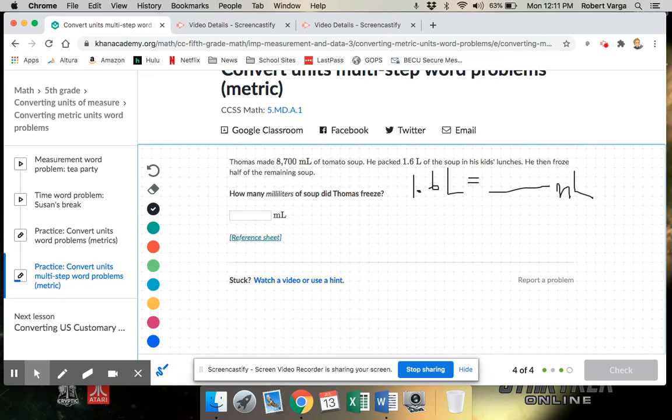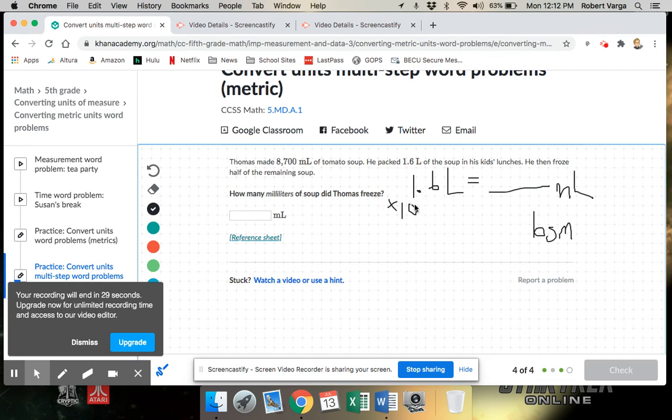Okay, now remember from the chart I showed you before, there are 3 hops from liters to milliliters. And here, liters is bigger, so we're going to a smaller. So it's BS. Did you guess it yet? Yes, M. That means multiply. Okay, so if it's 3 hops, what am I going to multiply 1.6 by? 3 hops is 1,000. Very good.